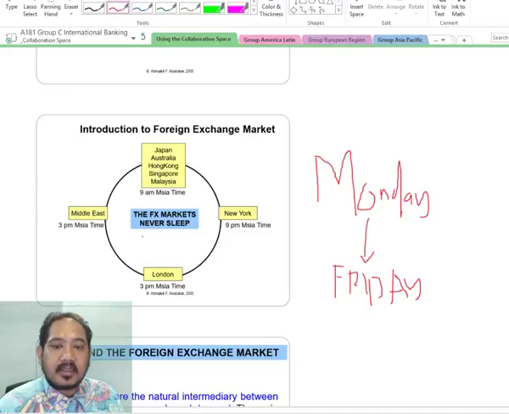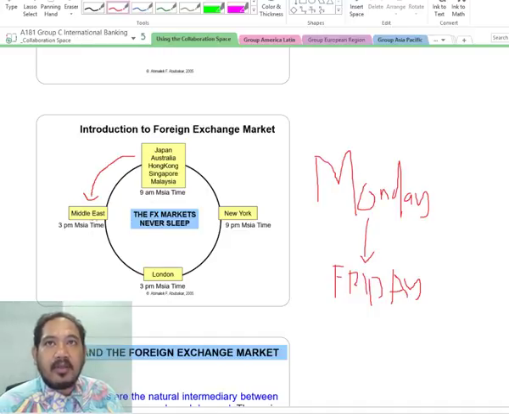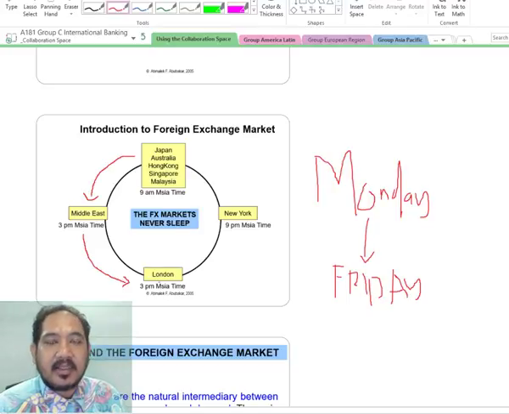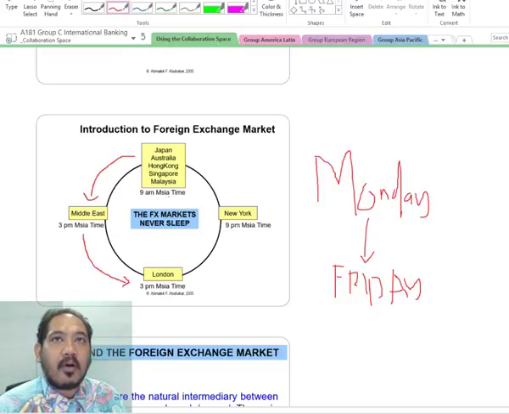For example, as the world evolves, we move from the Asian market, which opens earlier, usually at 9 a.m. Malaysian time. So we have Japan, Hong Kong, Singapore, Malaysia, and after that a Middle East market that opens at 3 p.m. Malaysian time. Imagine that as time passes, after 6 p.m. Malaysian time, when Malaysia closes its banking operations, the London exchange market opens.